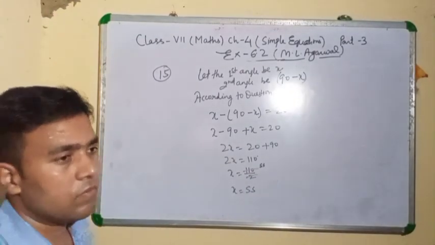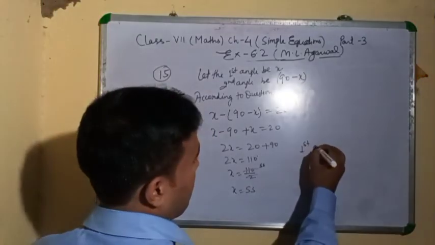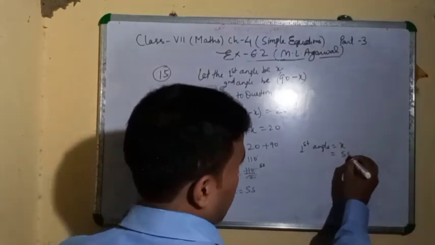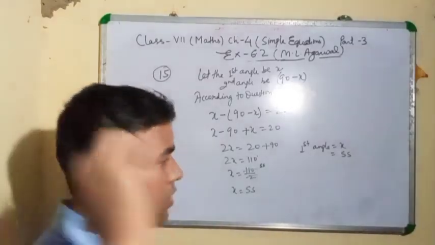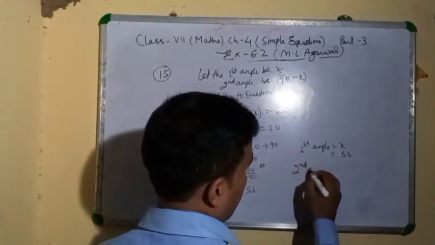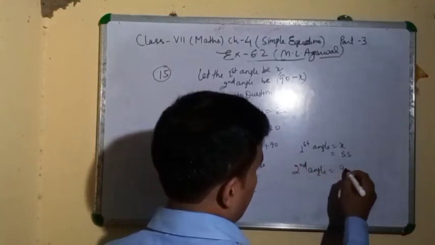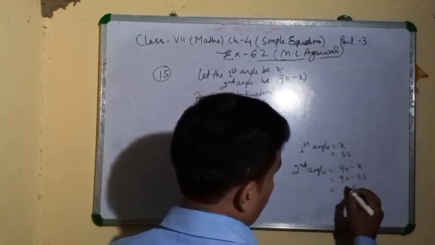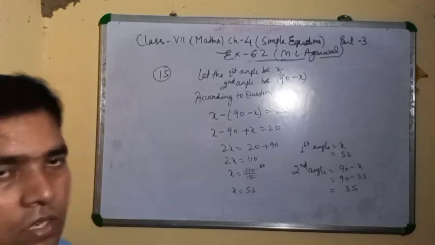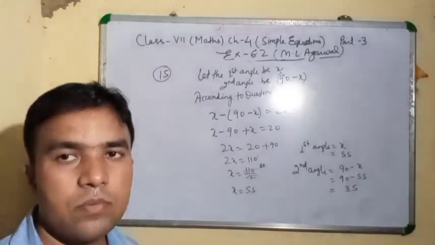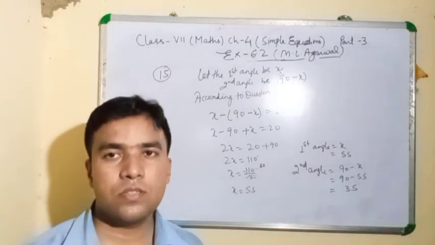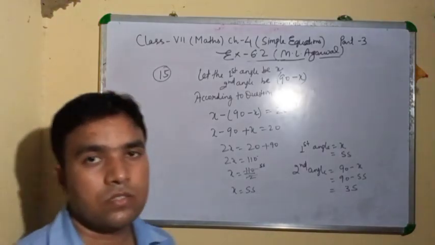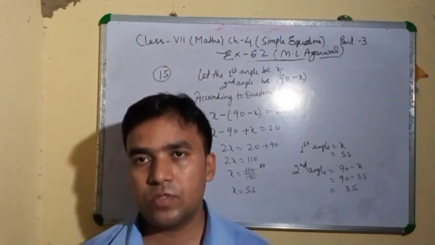x equal to 55 means first angle x means 55 degrees. Second angle 90 minus x means 90 minus 55, 35. Clear? First angle is 55, second is 35. Complementary angle means when the sum of two angles is 90 degrees, that is complementary. It is completed. Thank you, students.